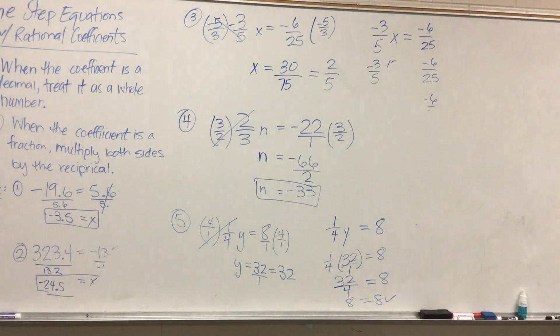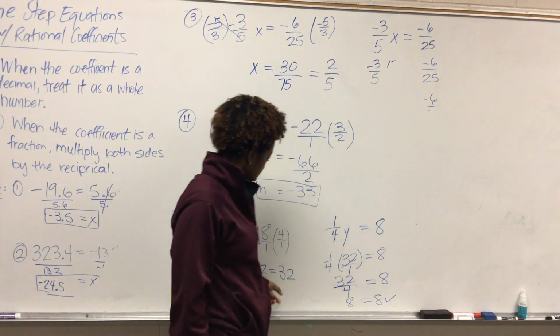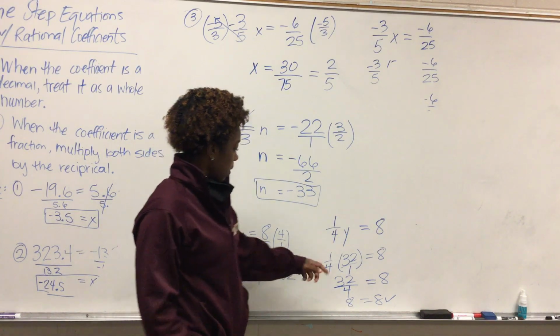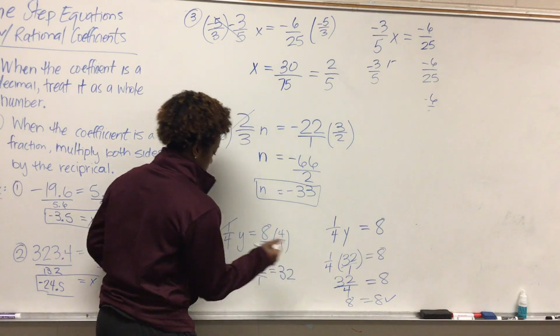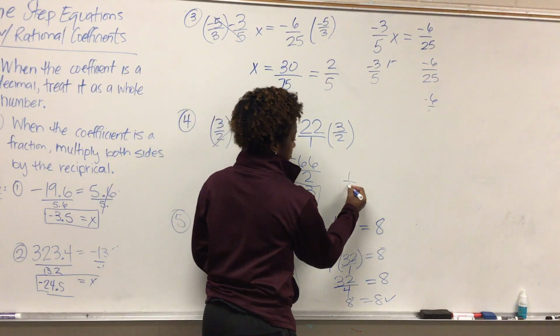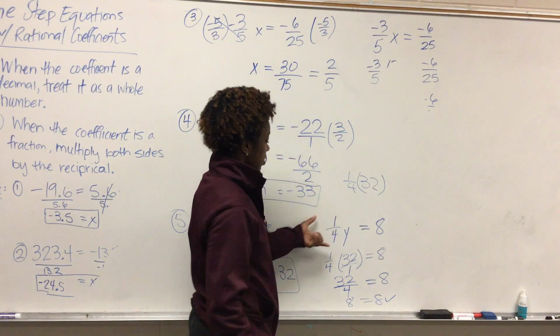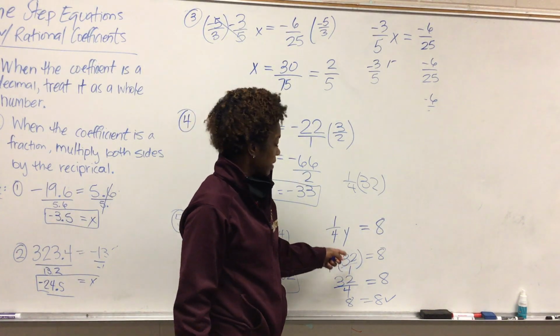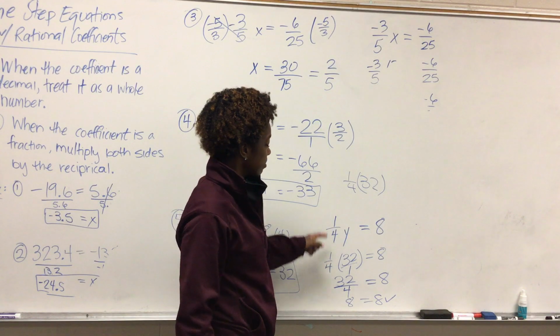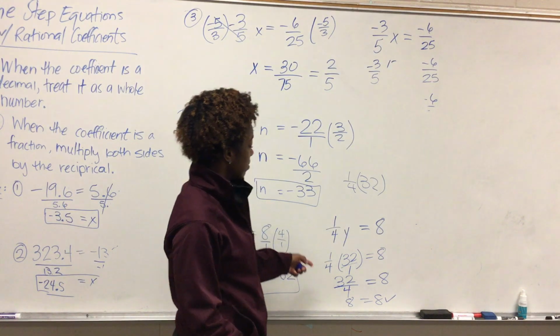All right, now, understand when we're subbing in 32, my answer for y, I'm not just putting in 1/4 32. This is times 32 because this is 1/4 times y. So whatever you sub in for y, whether it is 5, it'll be 1/4 times 5. You're multiplying here, okay?